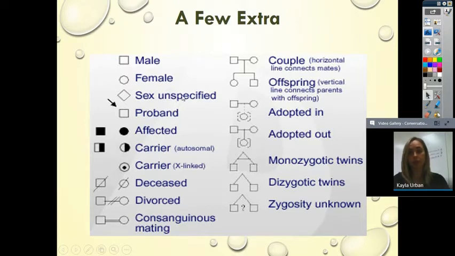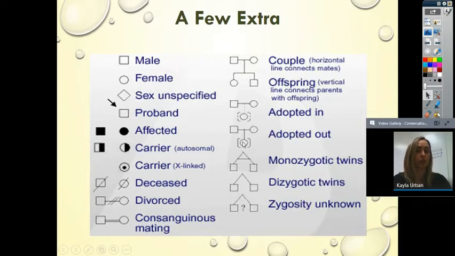Here's a few extras. If they're a carrier, it can either be half and half, or it can be a circle in the middle. And you'll see it both ways. We're not going to have any sex unspecified or proband. We're also not going to have any deceased, divorce, or consanguineous. You do need to know about a couple and how to represent their offspring and whether they're affected, a carrier, or unaffected. We aren't going to have any examples of adoption, but if you adopted a baby, then this is how you would show it with the dotted lines around it.